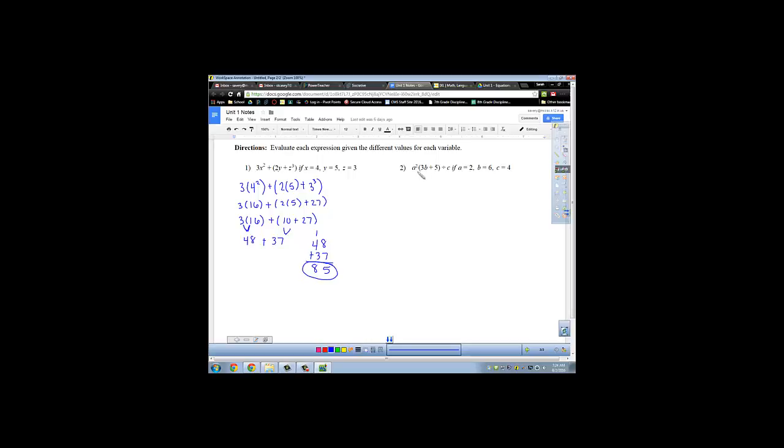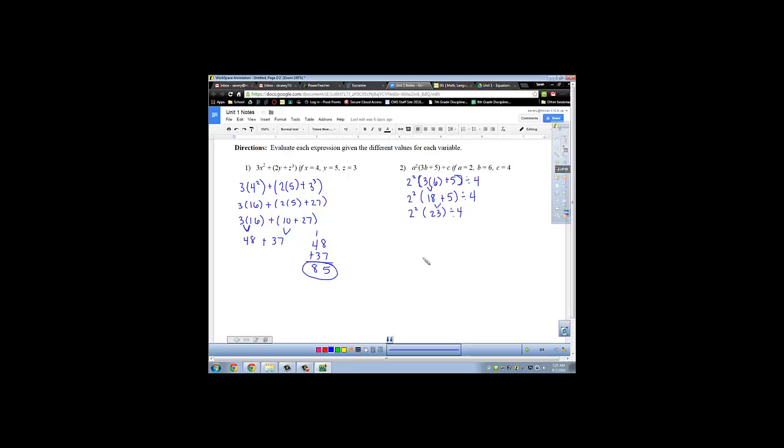Okay, last problem. We have a squared, so a was 2, so 2 squared, times 3 times b plus 5 divided by c, which is 4. So again, you might notice, well, I have parentheses in my parentheses. So if you wanted to make this parenthesis and this parenthesis bracket, you could, but you don't need to. It's up to you. Okay, so I'm going to leave this 2 squared, and then I know that 3 times 6 is 18, plus 5 divided by 4. And then I have 18 plus 15, which is 23, divided by 4.